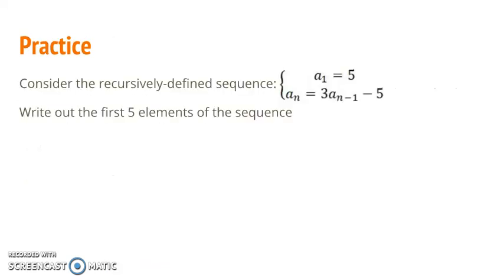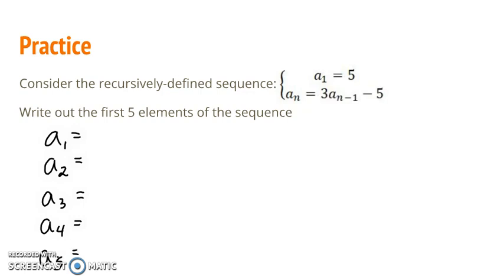Okay, first one, I've got a sub 1 equals 5. And then it says a sub n equals 3 times a sub n minus 1 minus 5. And it wants us to write out the first 5 elements. So I need to know a sub 1 equals, a sub 2 equals, a sub 3 equals, a sub 4 equals, and a sub 5 equals.